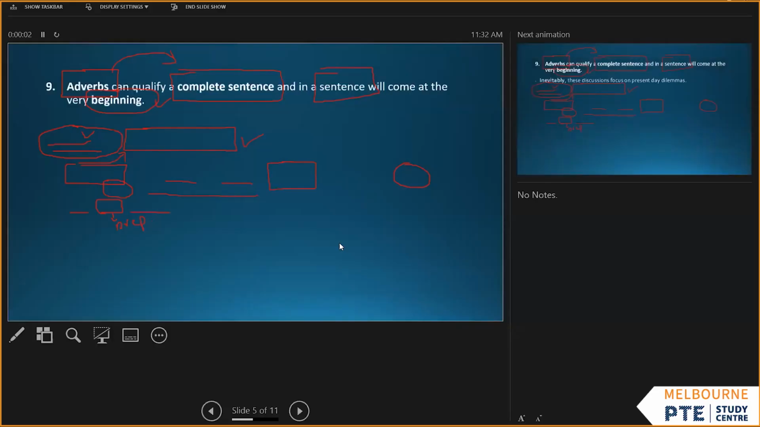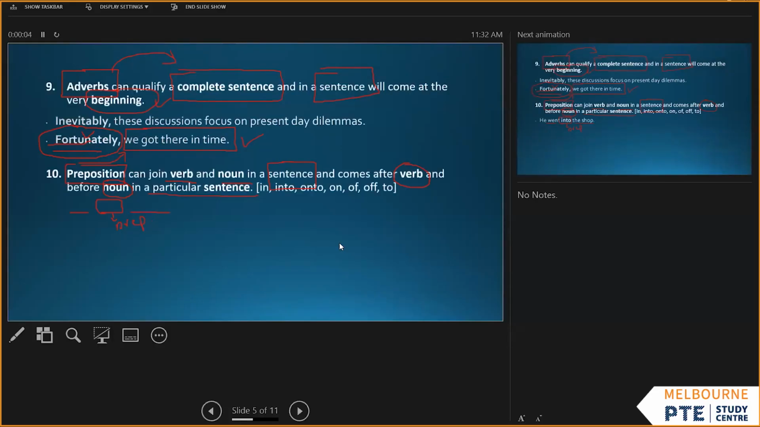All right. So these are some simple examples of prepositions. And what they usually do is they join your verb with the noun. As in, if you see in this example, into is joining went with the shop. So went is your verb, and the shop is your noun. It's a noun phrase, but for the sake of simplicity here, we can consider it as a noun.